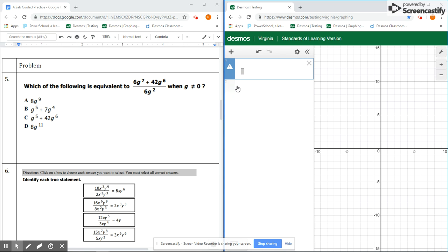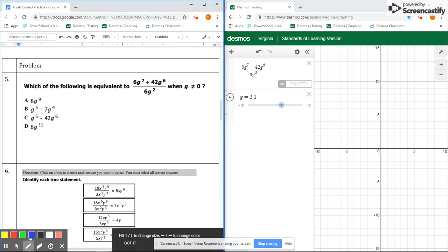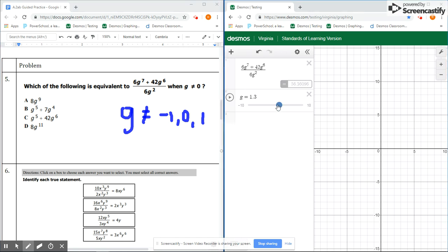So I press that fraction bar, then I'm going to type in exactly what we have, 6g to the 7th plus 42g to the 6th divided by 6g squared. It's going to ask me to add a slider for g, and I'm going to add that slider. G cannot equal -1, 0, or 1. That's very important. So I'm not going to let this g be -1, 0, or 1. I'm going to change it to whatever else I want, as long as it's not 1.